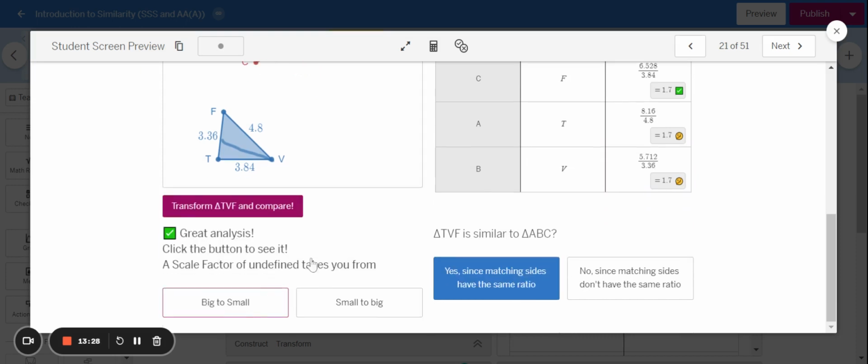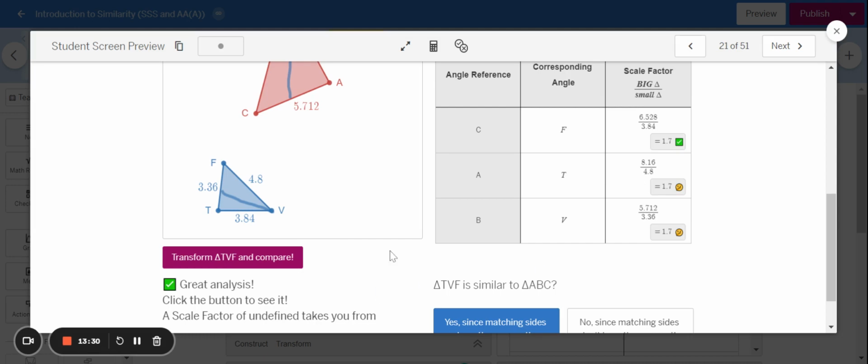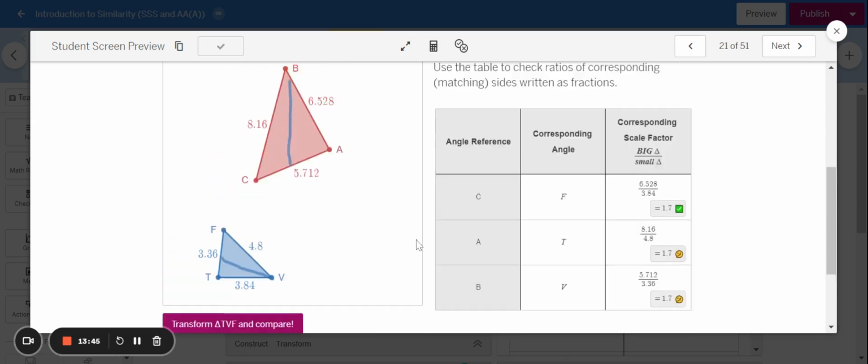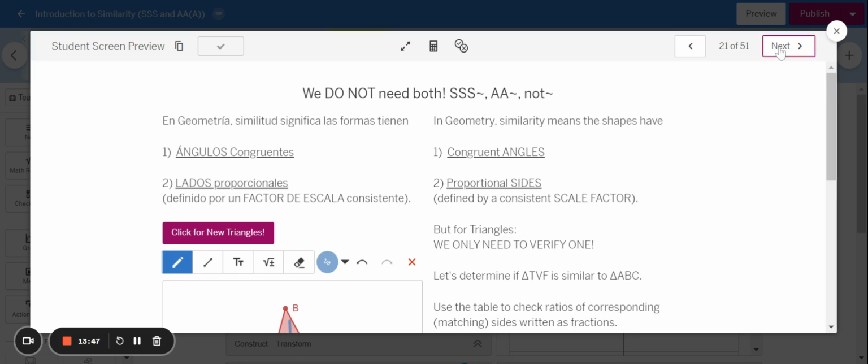And then the question here is this scale factor, does it take us from a small number to a big number or from a big number to a small number? Because we're multiplying by a number bigger than 1, it's going to make it bigger. So this one takes us from a small to a big. All right, let's look at the next page.